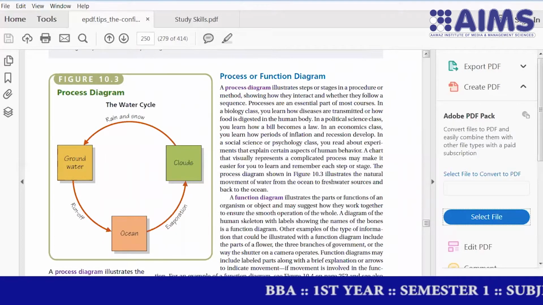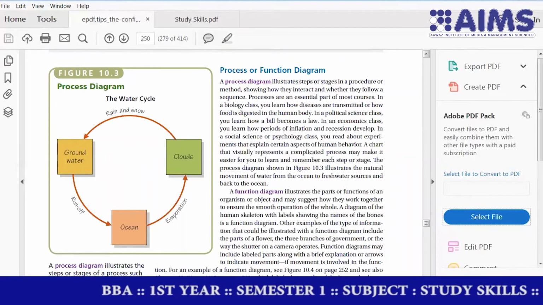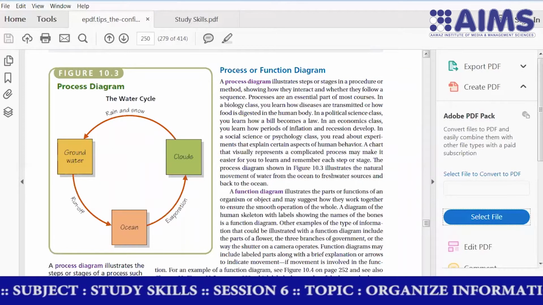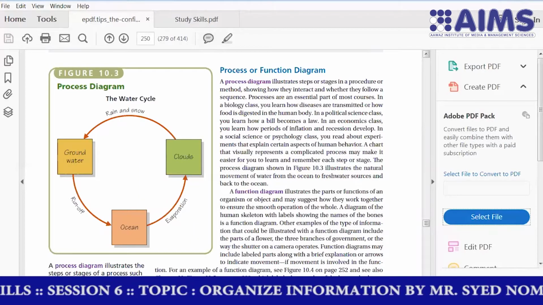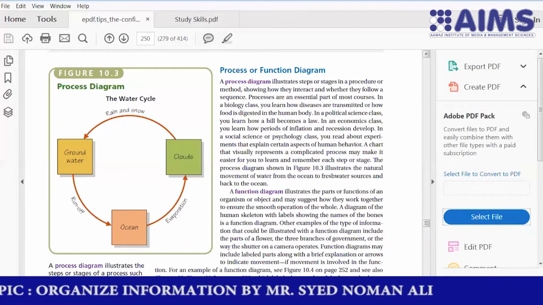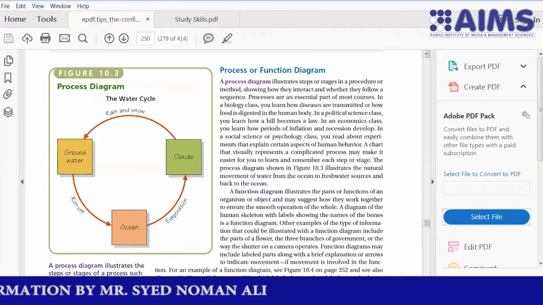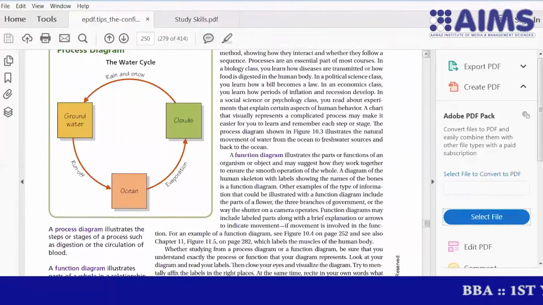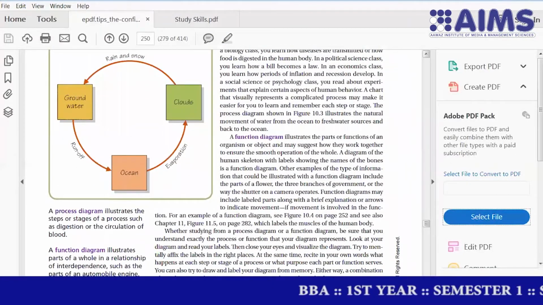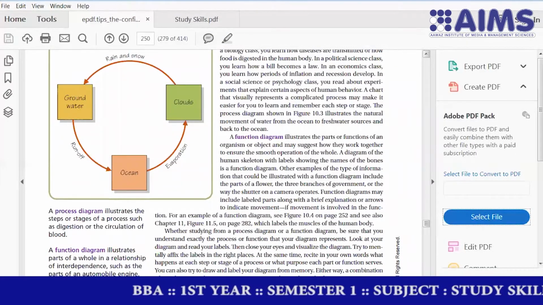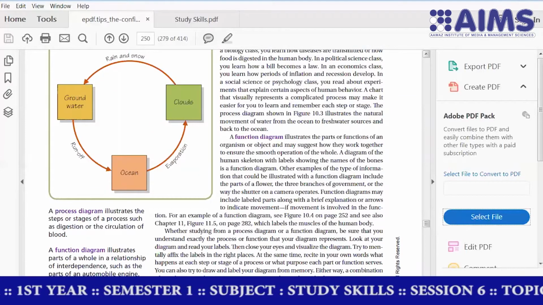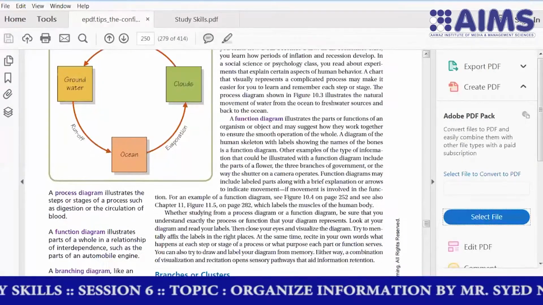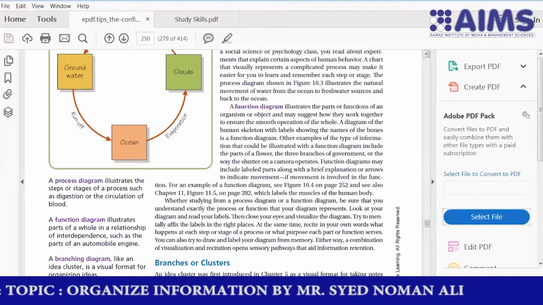So a process diagram illustrates the different steps and stages that are interconnected with each other, like the digestive system, like the circulation of blood, like the nervous system, and just like the water cycle. Here I will mention in the diagram in front of you. In a function diagram, relationships of interdependence are explained: first stage, then second stage, and then the third stage. Another way of representing the diagram is the branching diagram.